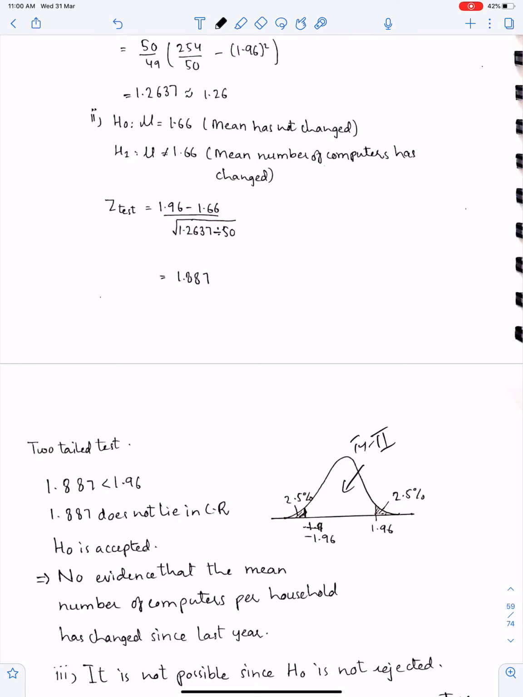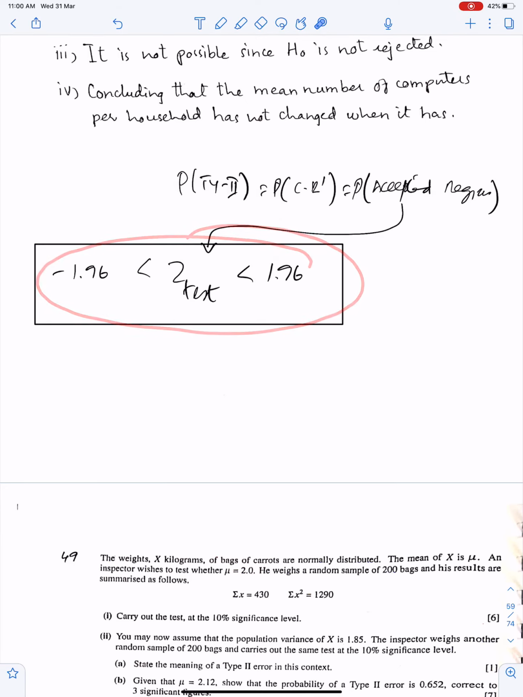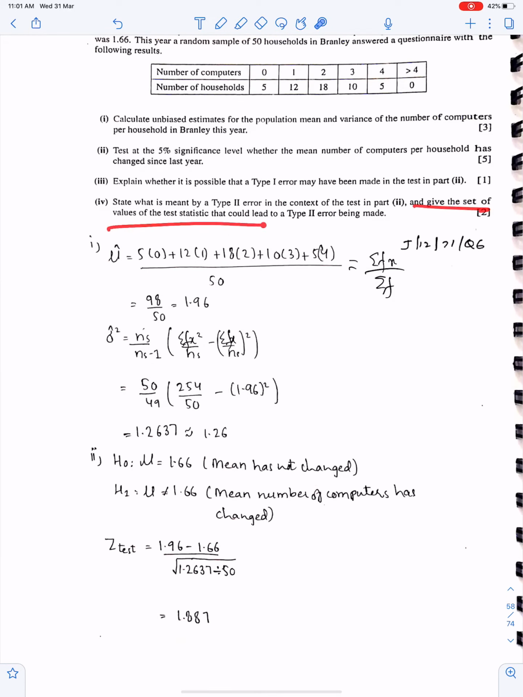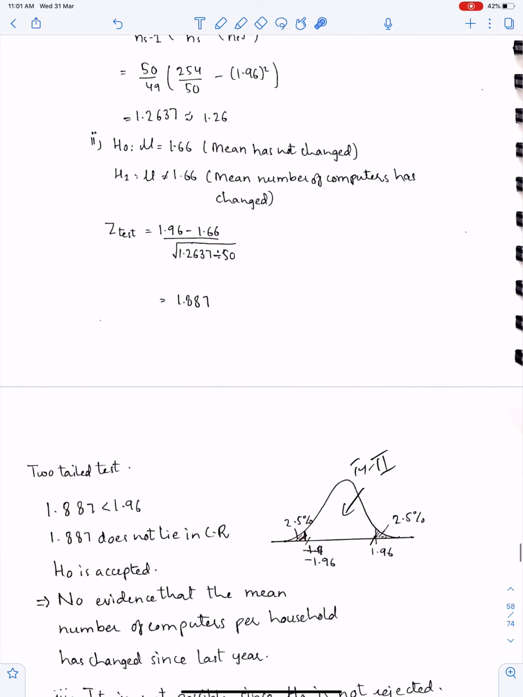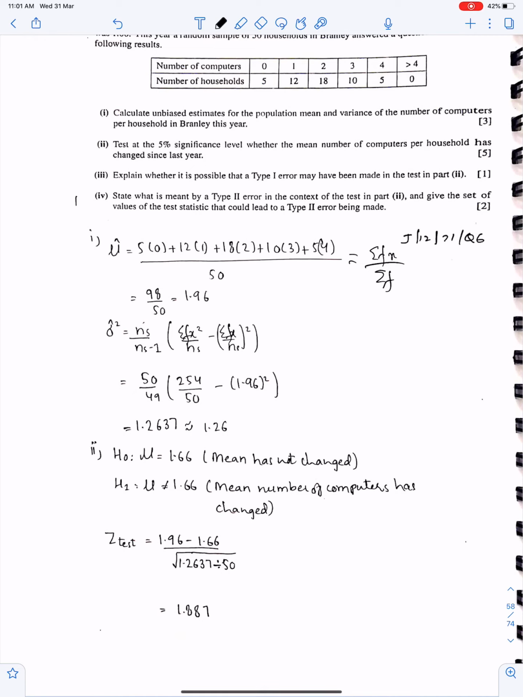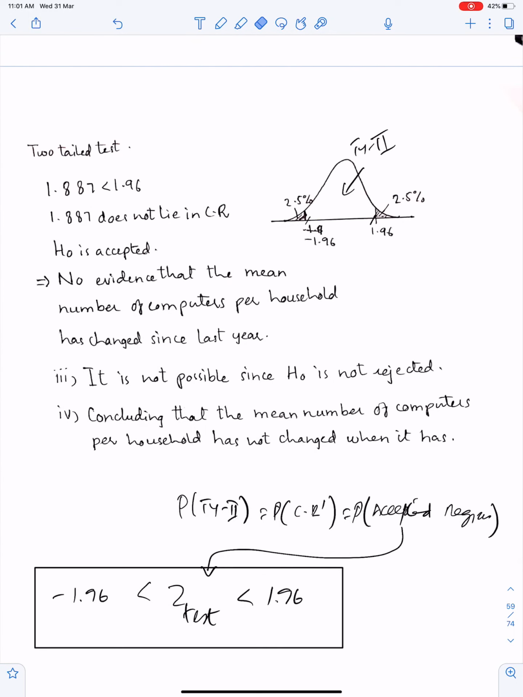So if the z test lies from here to here, then a type 2 error can be made. So the z test must lie between these two values. This is the answer of this part: give the set of values. This question is important, especially this part. You can write this with the help of this sketch.